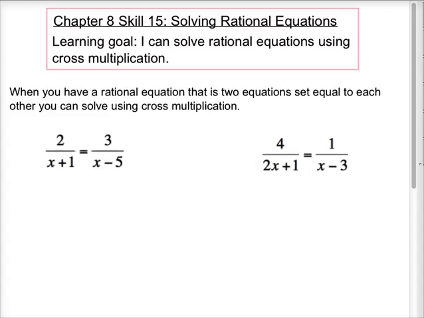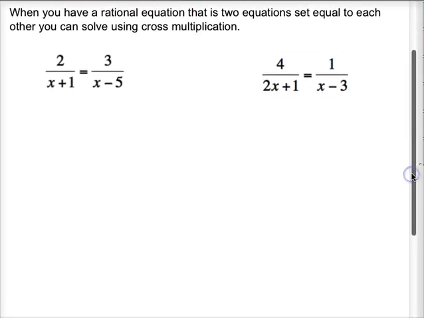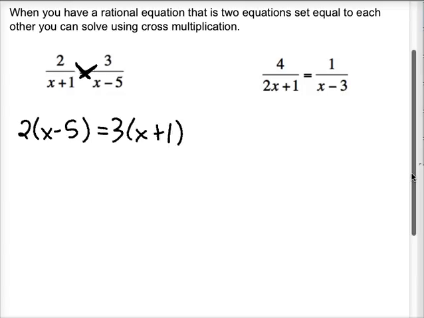And the cool thing is when you just have two expressions being set equal to each other, you can solve using cross multiplication. So to remind you what cross multiplication looks like, you cross there and multiply, and you set that equal to when you cross there and multiply. Hence the name cross multiplication.